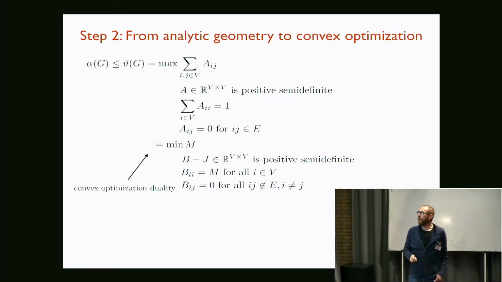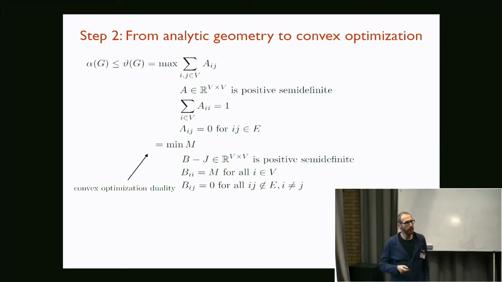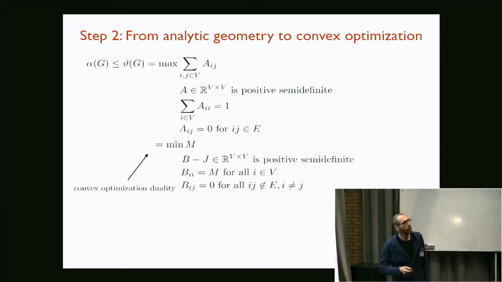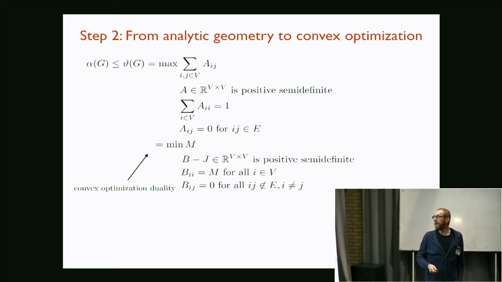Okay, and now we are in the business of convex optimization. So we can apply duality theory to turn this maximization problem into a minimization problem. That's also something we usually do in convex optimization, that we can play with a primal-dual pair.